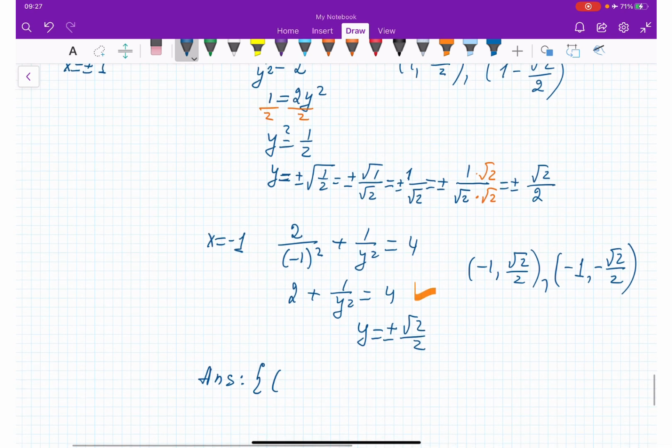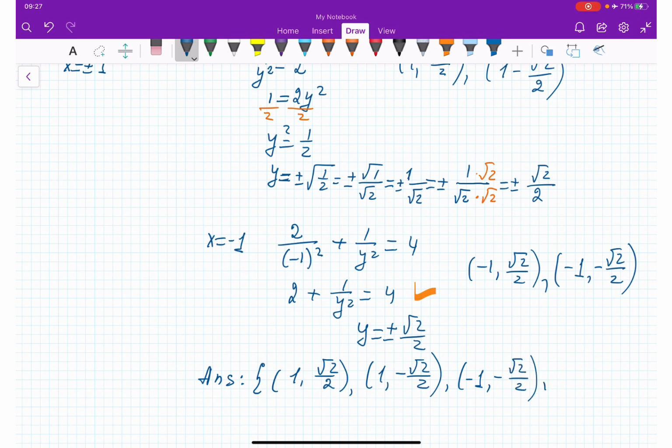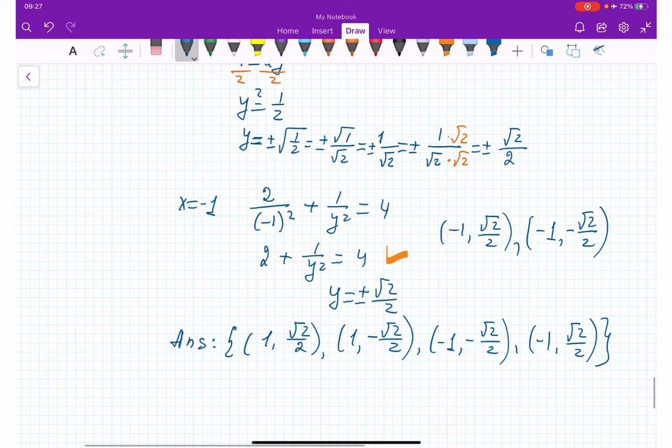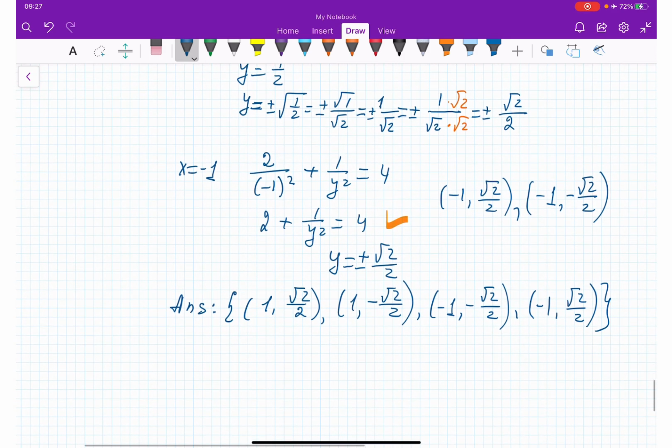so 1, square root 2 over 2, 1, negative square root 2 over 2, and then negative 1, negative square root 2 over 2, and negative 1, positive square root 2 over 2. And that's all. This is the final answer, and I'm done.